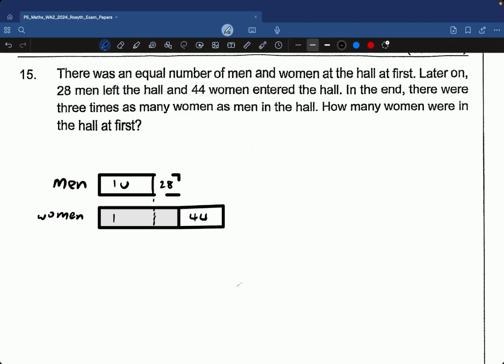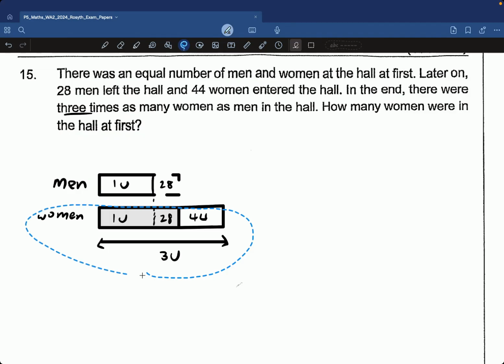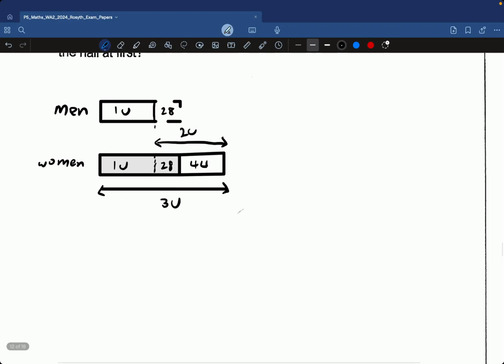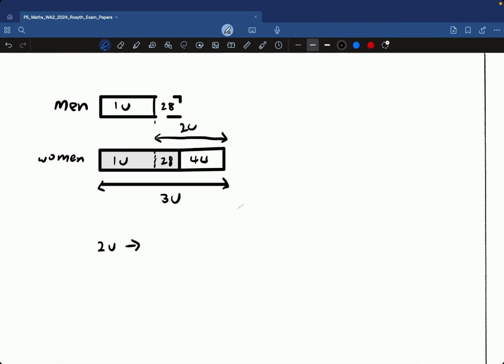And if we were to just cut here, this is 1 unit. Then 28 over here is 28. Then 3 times. So the total for women is 3 units, right? In this case, 3 units. But that means, if I were to just grab all of this, this is 2 units, right? So 2 units is equal to 28 plus 44. And this will give us 72. So 1 unit is equal to 36.